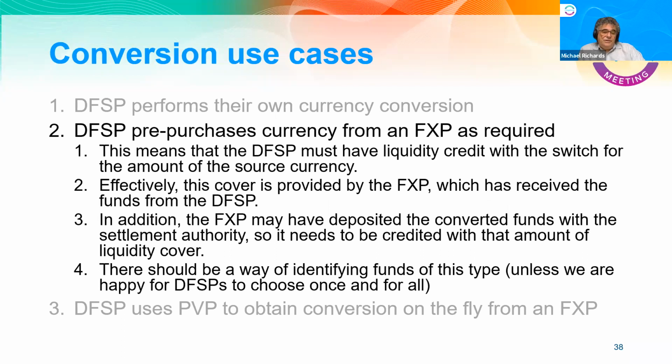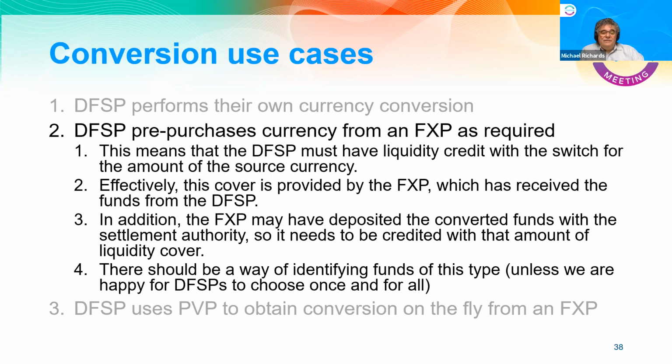Then there's a case where a DFSP pre-purchases currency from an FXP as it requires it. That means that the DFSP must have liquidity credit with the switch for the amount of currency that it's already purchased. And effectively, this cover is provided by the FXP, which has received the funds from the DFSP. In addition, the FXP may have deposited the converted funds with the settlement authority, because there are some cases, and Mowali is one of them, where some forms of currency conversion require the target funds already to be lodged with the central bank of the target currency. So in that case, the FXP will need to be credited with that amount of liquidity cover as well.